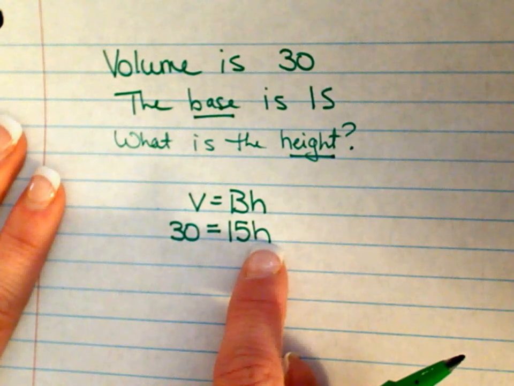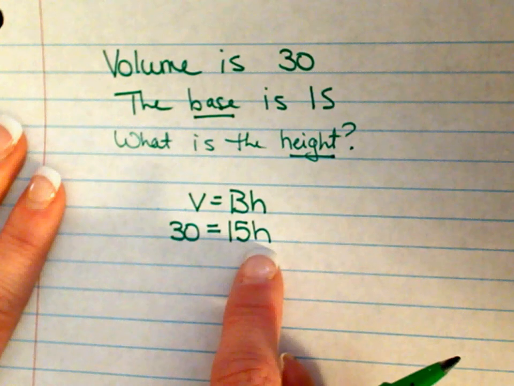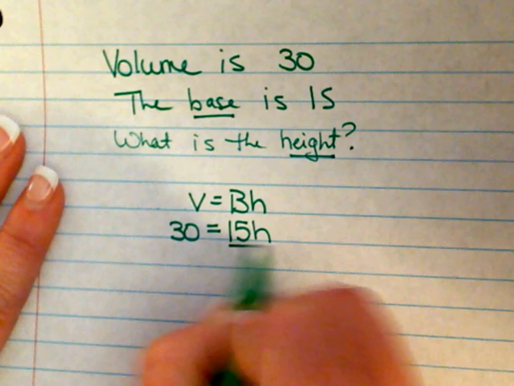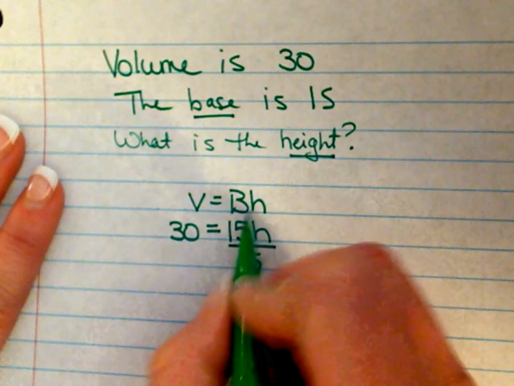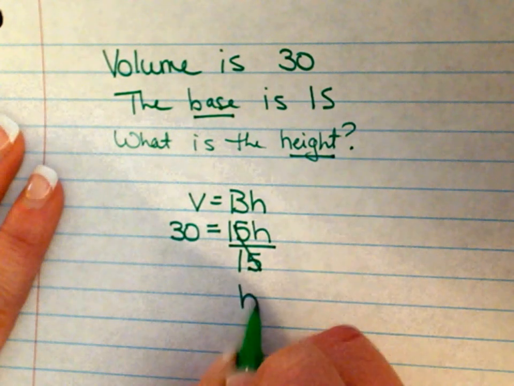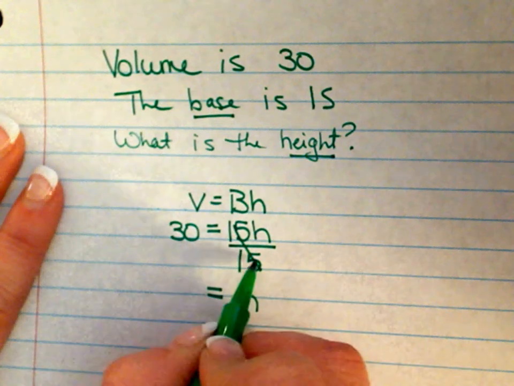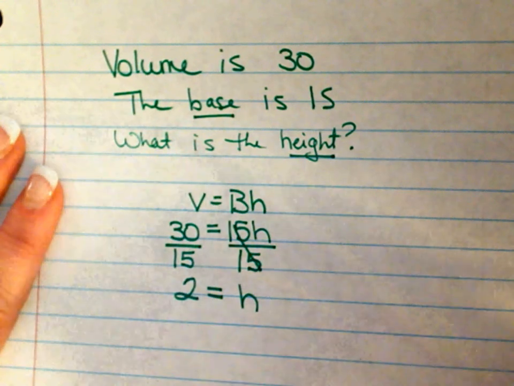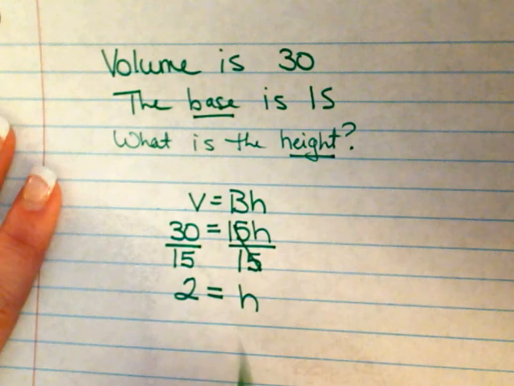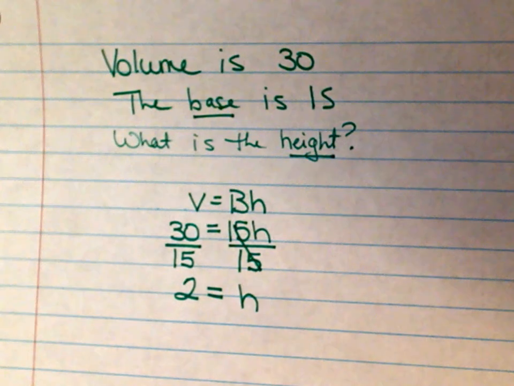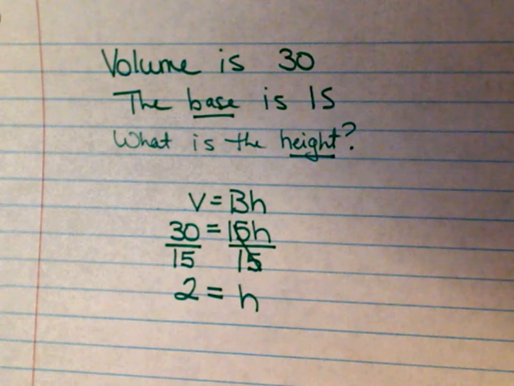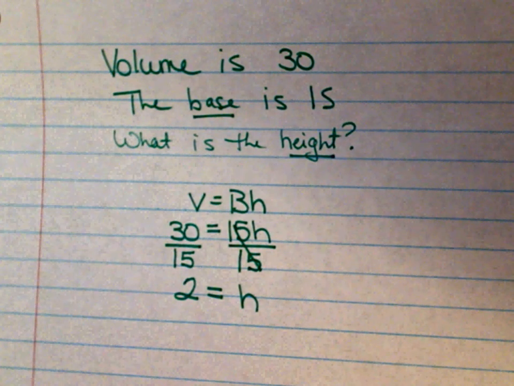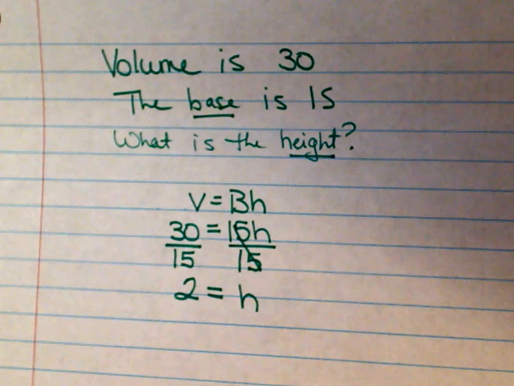So how am I going to calculate height? Well, I know by reading this, 15 times something gives me 30. If you're not sure what that is, I can always divide by 15. That cancels that one out and leaves us with H. Whatever I do to the right, I do to the left. 30 divided by 15 is 2, and I'm left with a height of 2. So again, just use the formula that you have the information for, plug your numbers in, and it will help you find your answer.